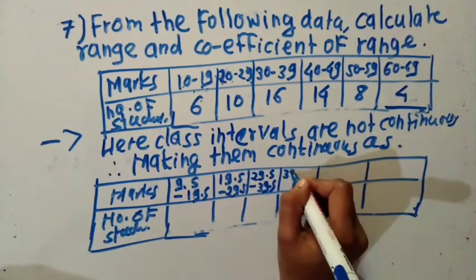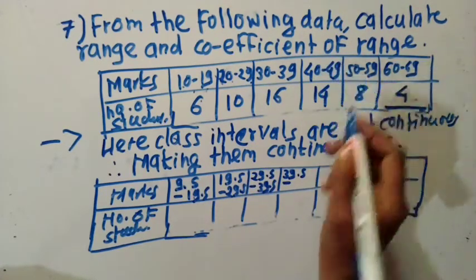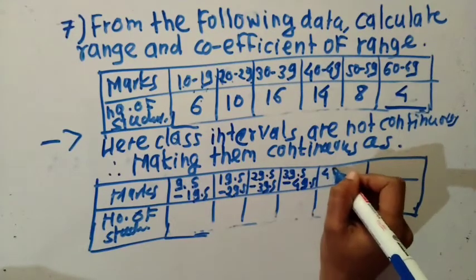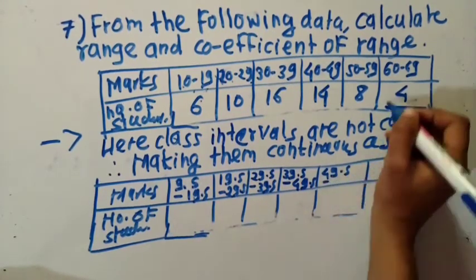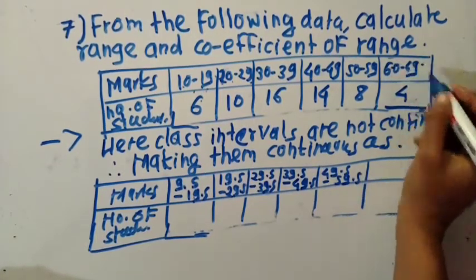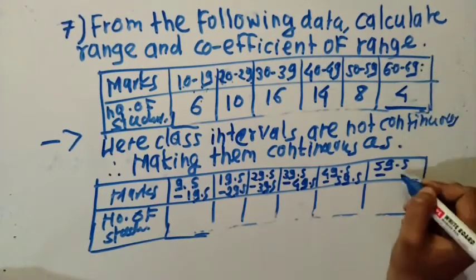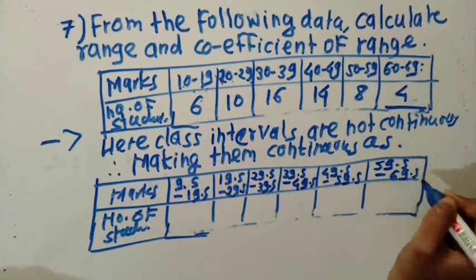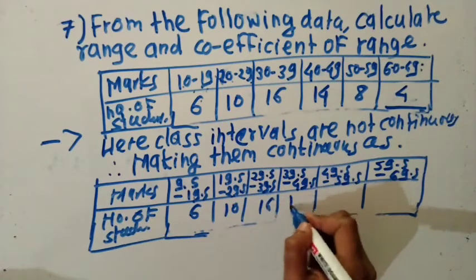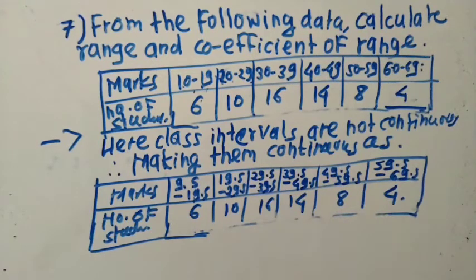So 39.5 to 49.5 and 49.5 to 59.5 and 59.5 to 69.5. 6, 10, 16, 14 हे सेम राहणार.